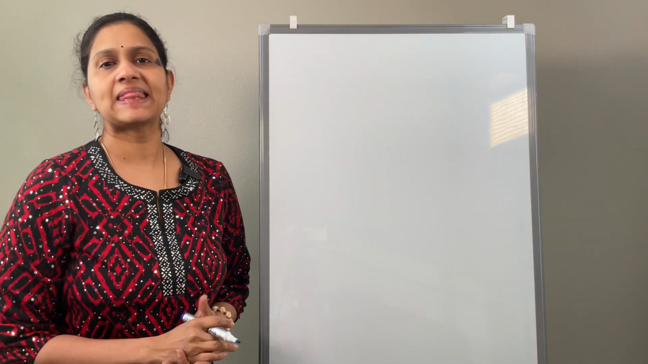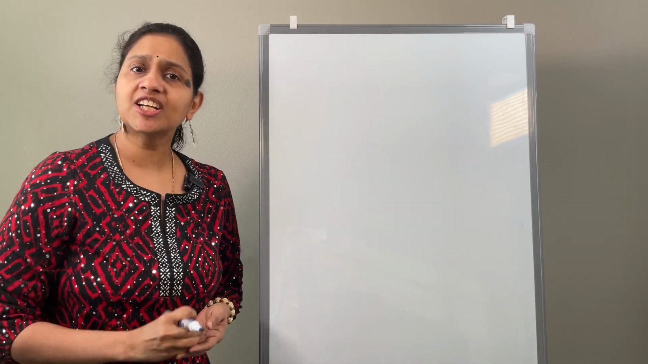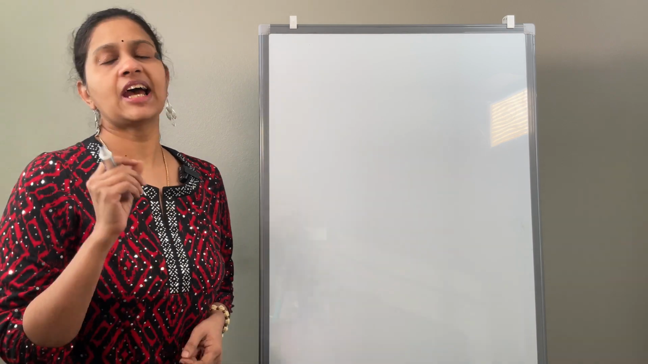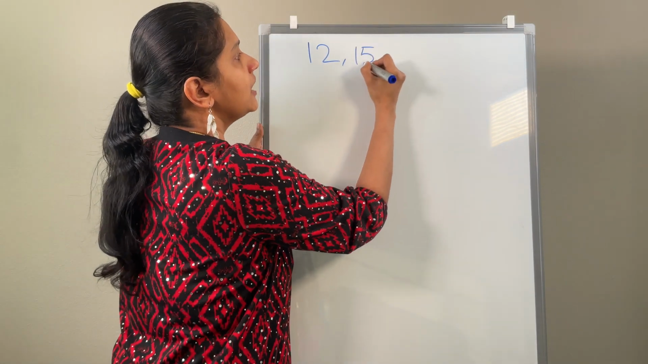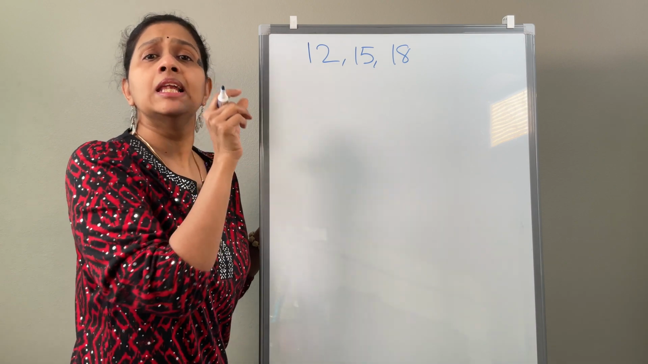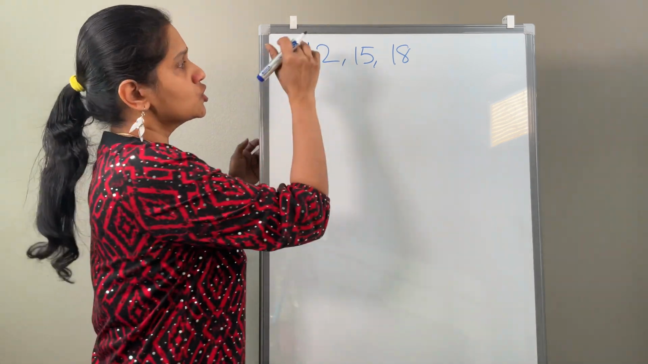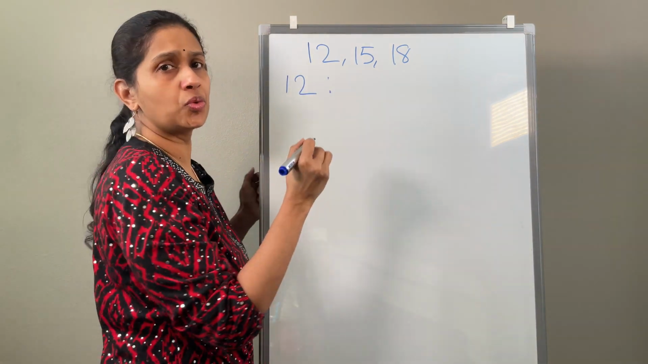Now the next method is the listing method. That is listing factors of the number to find the GCF. For that, let us consider the example, say 12, 15, 18. So what we are going to do? We are going to use the listing method, listing factors of all these numbers. So let us list the factors of 12. What are all the factors of 12?